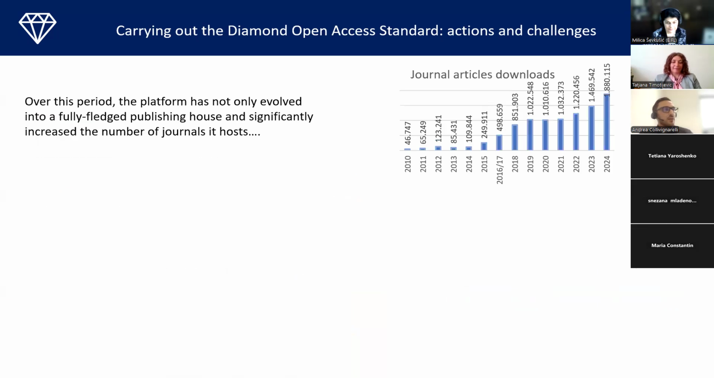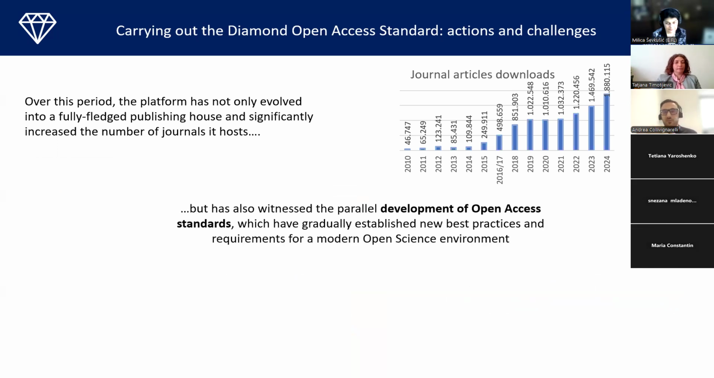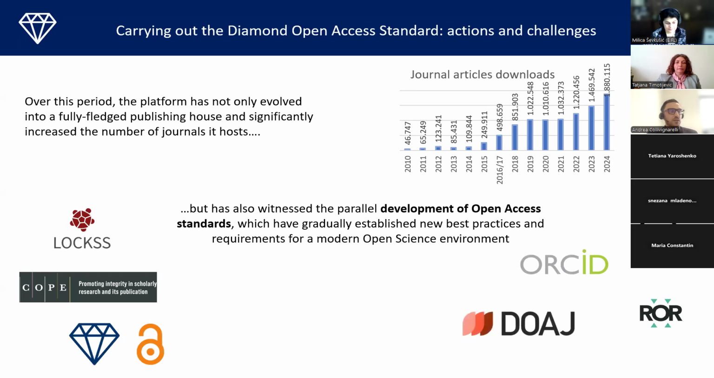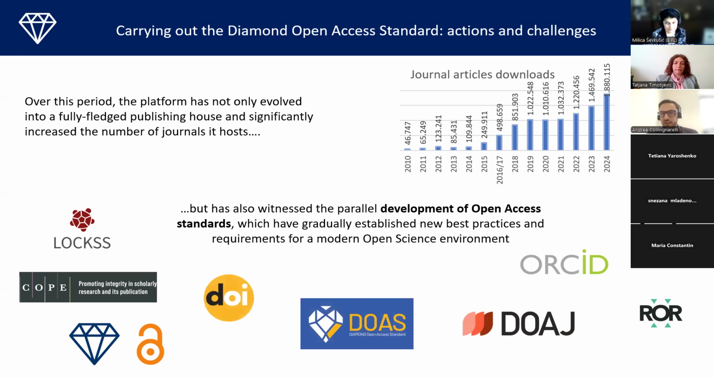And over this period, not only did the number of our journals and downloads grow, but also the development of open access requirements and the standards of open science. New best practices and new requirements for a modern environment have been established as new standards. For example, archives, new licenses, identifiers like ROR, ORCID, the DOAJ guidelines, and so on, till the DOAS.